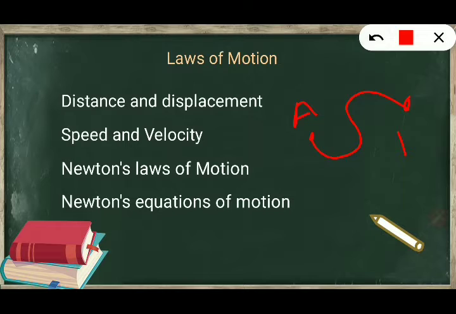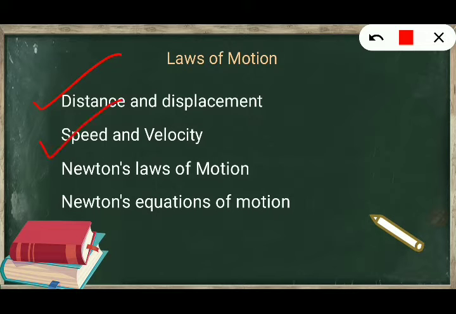The next concept is displacement. Suppose these are the same two places. What is the difference between distance and displacement? Displacement is also a distance, but it is the minimum distance in a straight line from the initial point to the final point. This is the difference between distance and displacement. You know, distance is a scalar while displacement is a vector quantity, because displacement has direction.